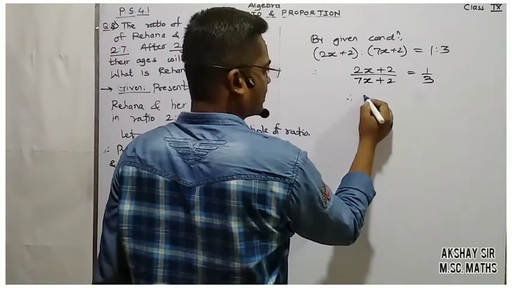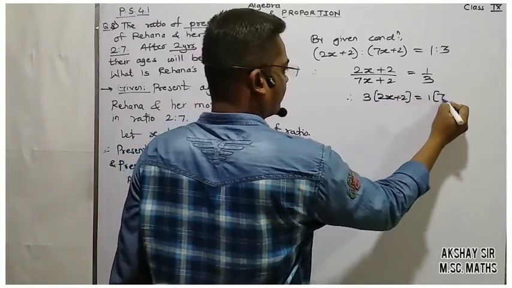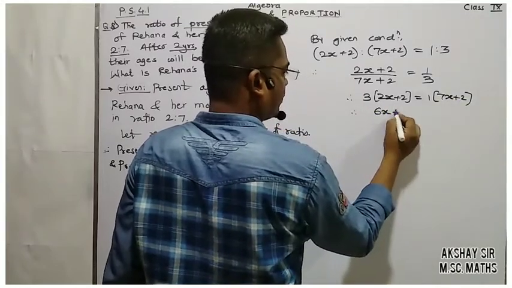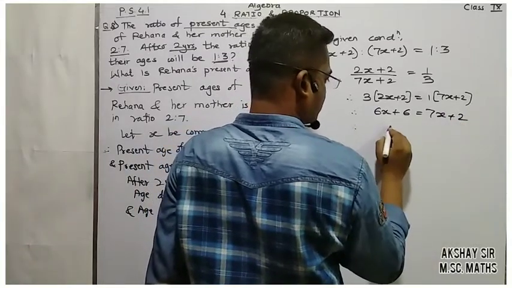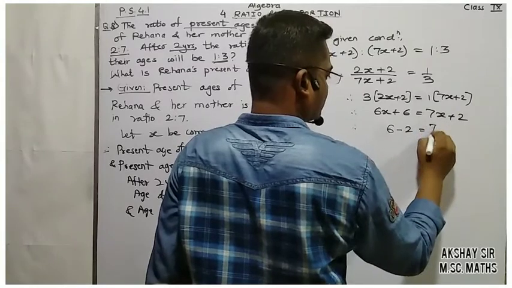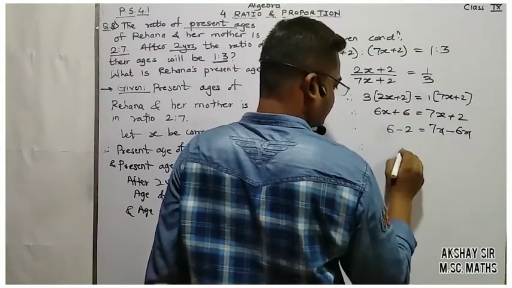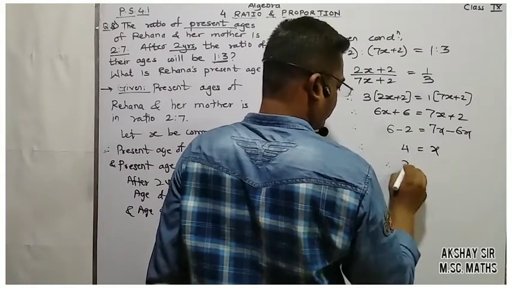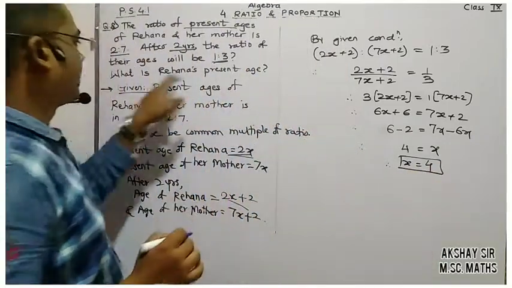Let us do cross multiplication. So 3 into 2x plus 2 equals 1 into 7x plus 2. So it will give you 3 times 6x plus 6 equals 7x plus 2. Shifting the variables and constants to one side, you will get 6 and this 2 will come here to become minus 2. Here 7x and 6x will go here to become minus 6x. So 6 minus 2 is 4 and 7x minus 6x is only x. So therefore x equals 4, and we have to find only Rihanna's present age.